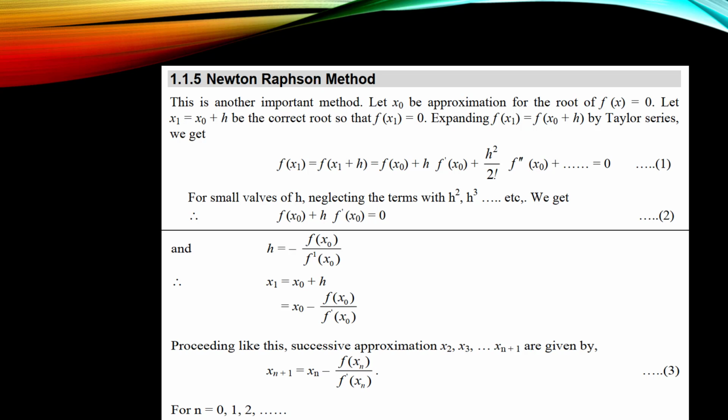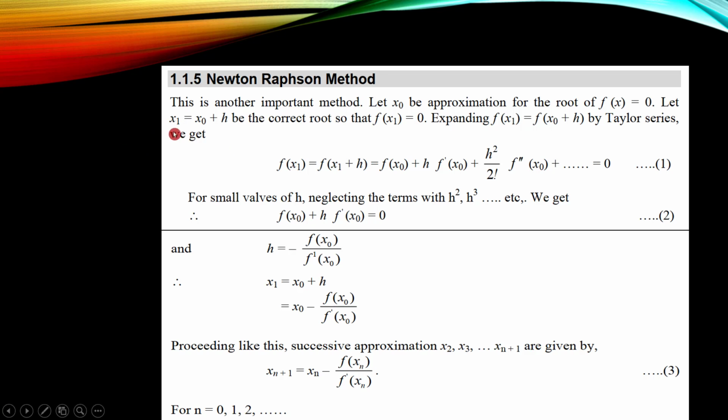Also, coming to the Newton-Raphson method, this is an important method. So we have f of x is equal to 0. Let us assume that x0 is the solution for f of x, or it is an approximate value. x0 be an approximation for the root of f of x. When you apply x0 into the given equation, you will get a reasonably satisfying answer, but it's not the correct answer.